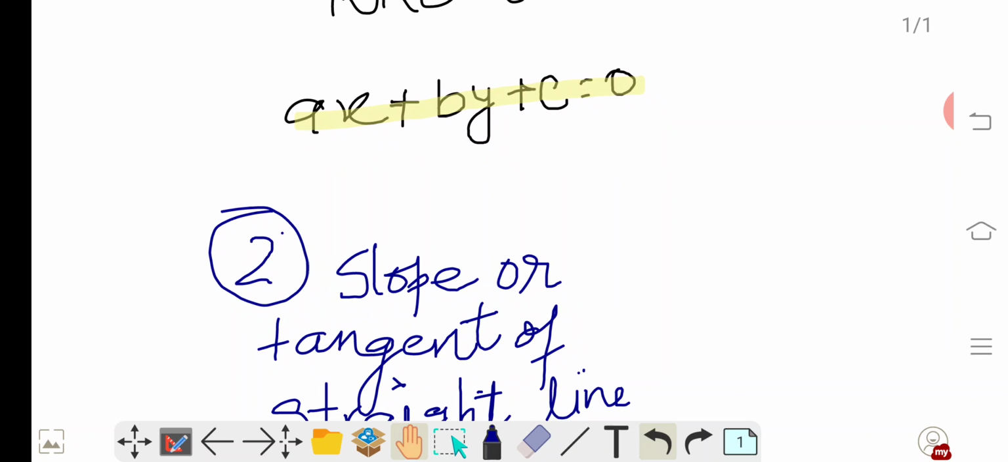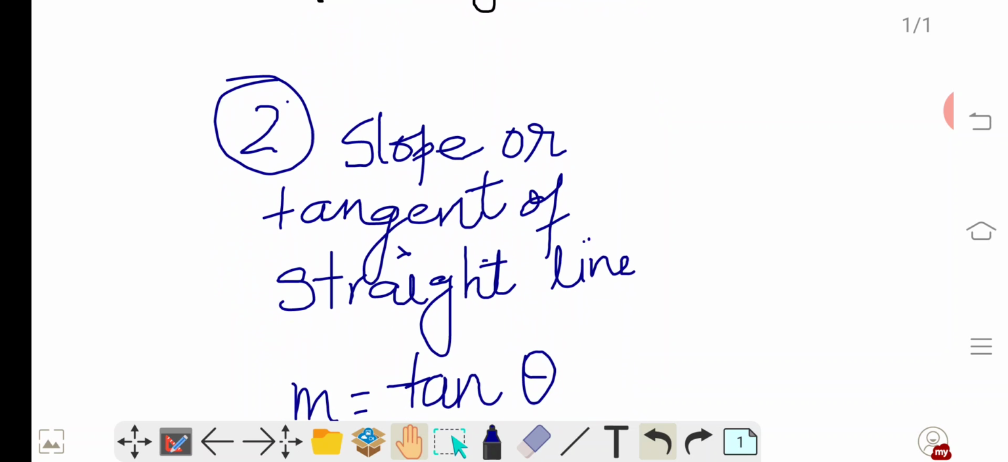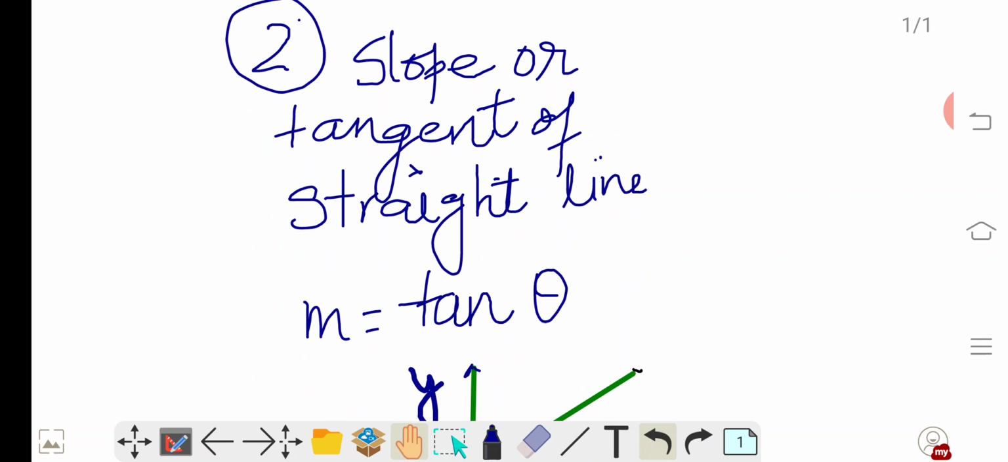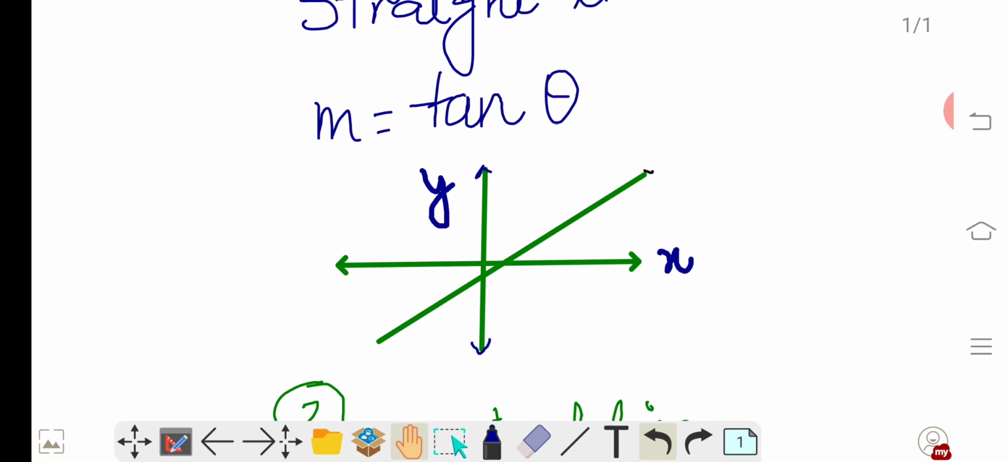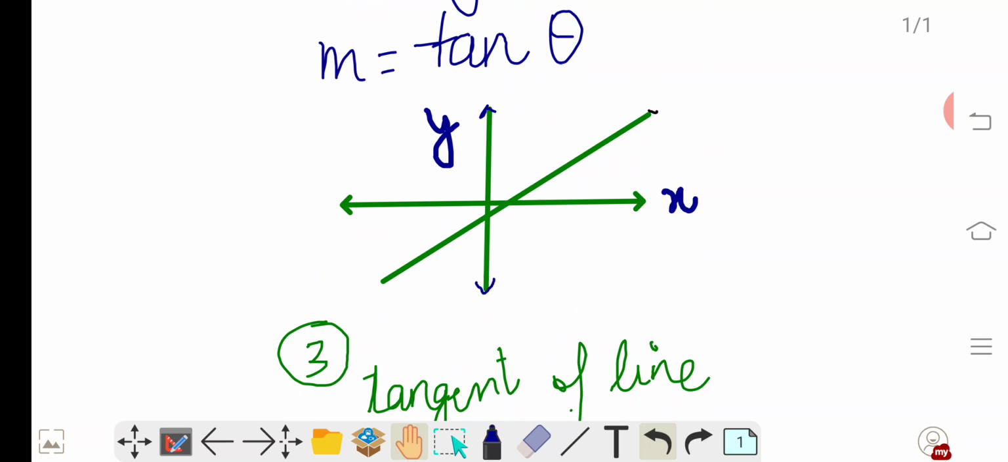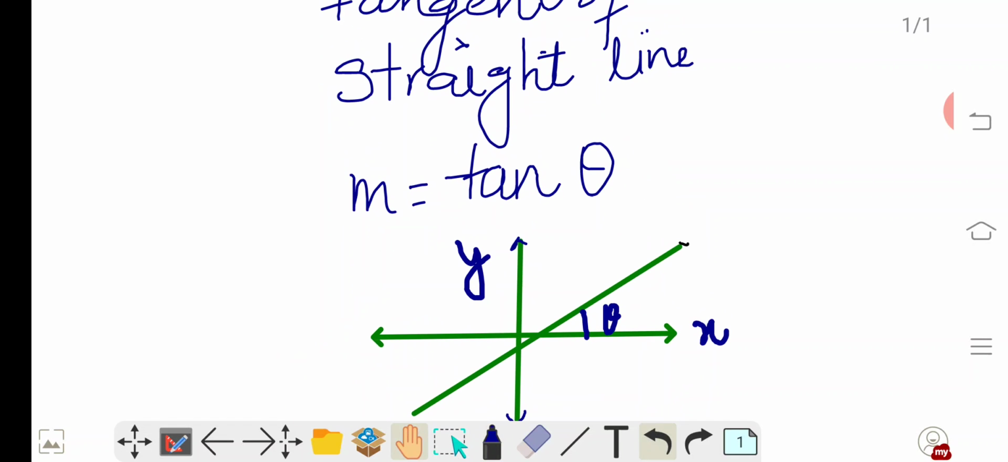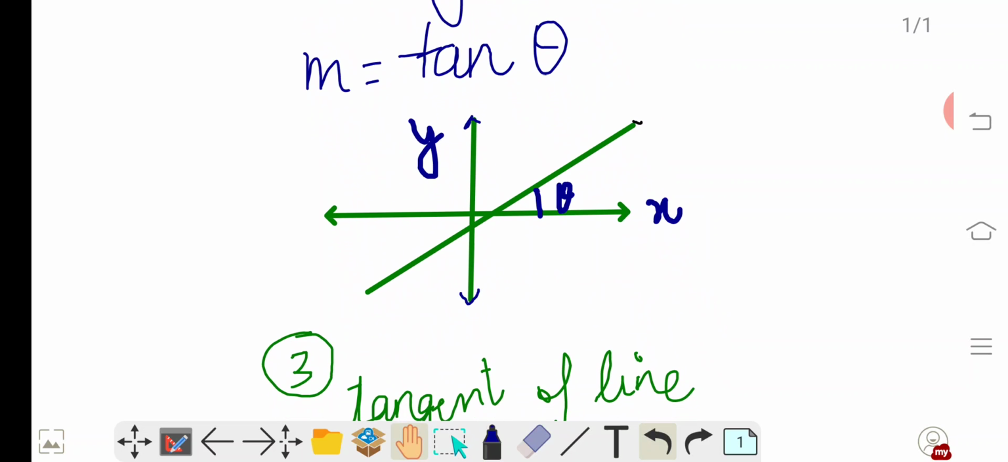Now, the second formula is given by the slope or tangent of a straight line. The slope of a straight line is m = tan theta. How do we get this? Suppose this is the x-axis and y-axis, and this is a straight line which makes the angle theta with the x-axis. So this theta gives m = tan theta, which is the slope of the tangent for this line.